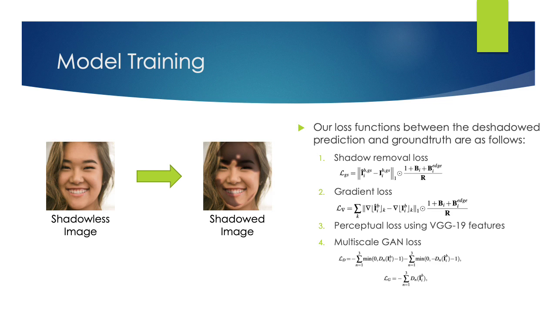We pay particular attention to properly recovering the deshadowed face in the shadowed region and the shadow boundary to avoid leaving behind noticeable traces. To enforce this, we assign higher weights in our shadow removal and gradient losses to those regions. We will discuss our evaluations in detail next.